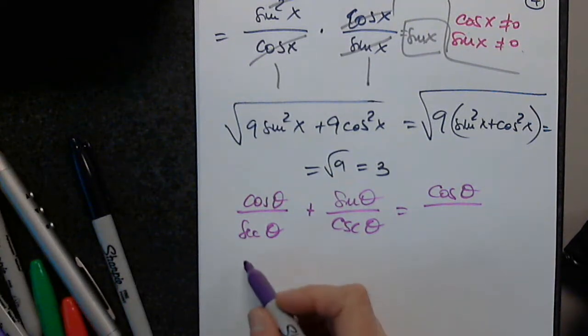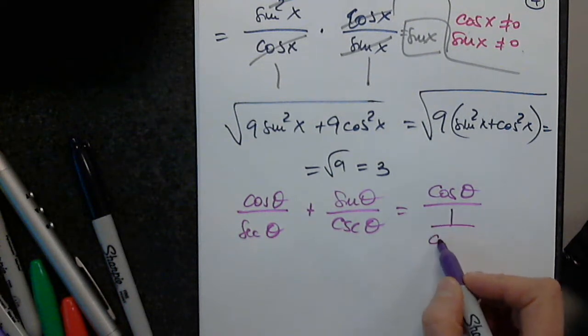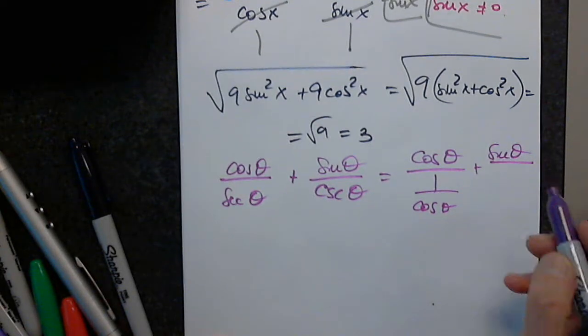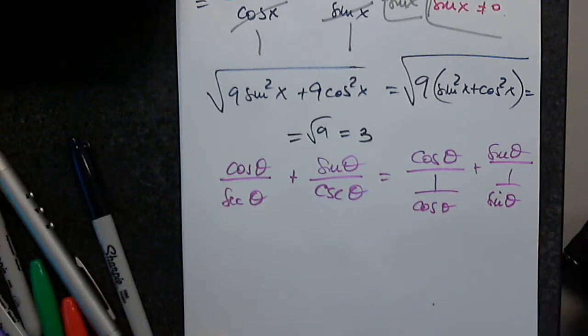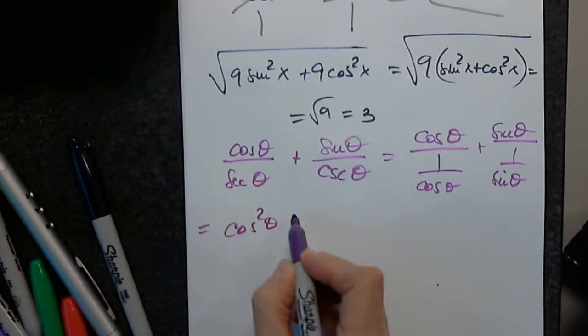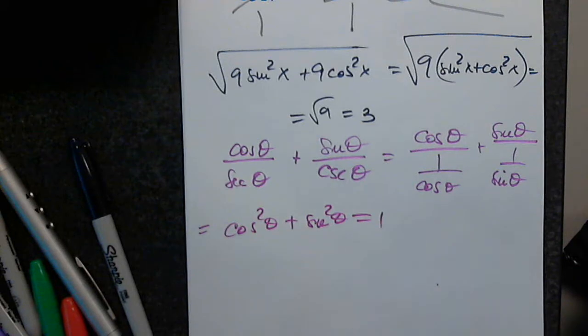Okay. And I replace this by 1 over cosine, and then plus sine theta, and I replace cosecant theta by 1 over sine theta. And then I have to flip the denominator, because that's how we divide fractions. The top is cosine over 1, and the bottom has to be flipped. So what do I get? Cosine squared theta plus sine squared theta, which is 1. Not too bad, but we have to have the foundation of the identities.